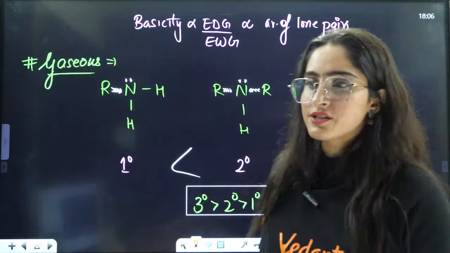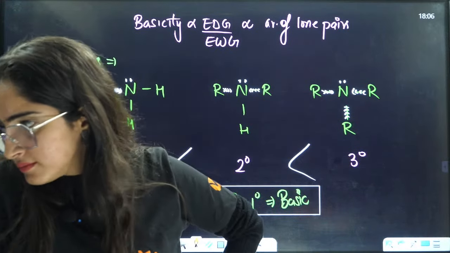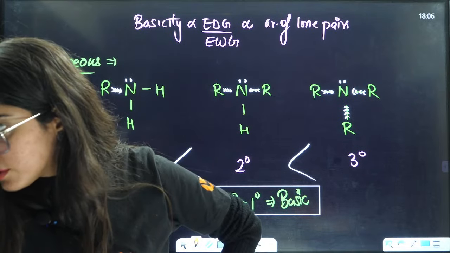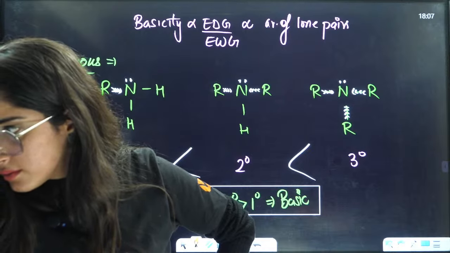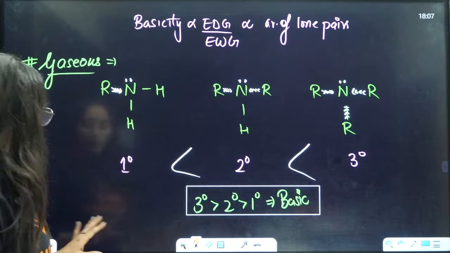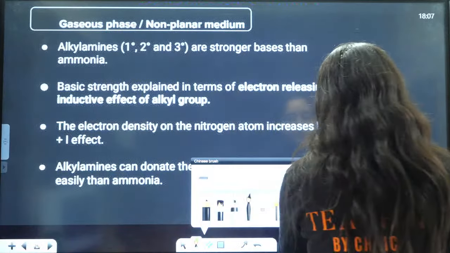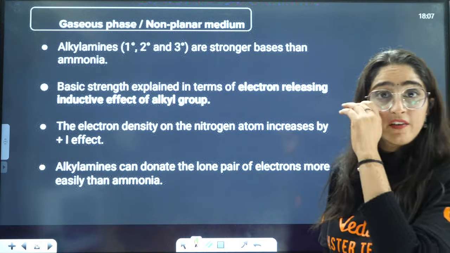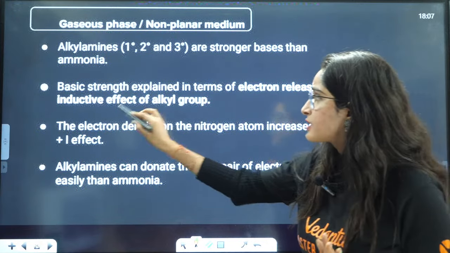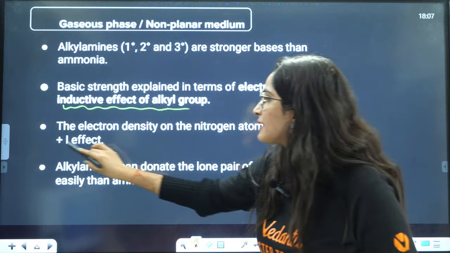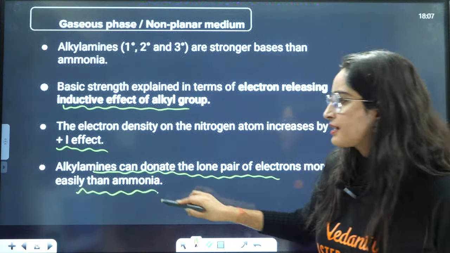Understood why I am mentioning gaseous again? Because in the gaseous phase it will remain the same, but in the aqueous phase things will change, right? There is a specific reason for that, right? Alkylamines 1 degree, 2 degree, 3 degree are strong bases that are affected by the inductive effect, as I told you, of the alkyl group. That is why, because of this plus I effect, alkylamines can donate lone pairs of electrons more easily than ammonia, right?